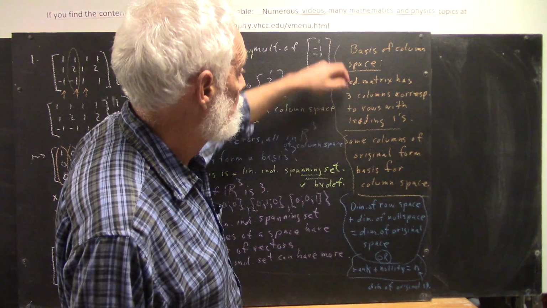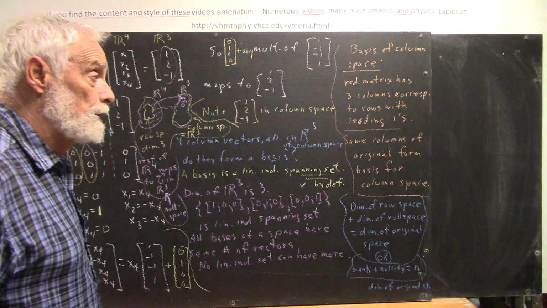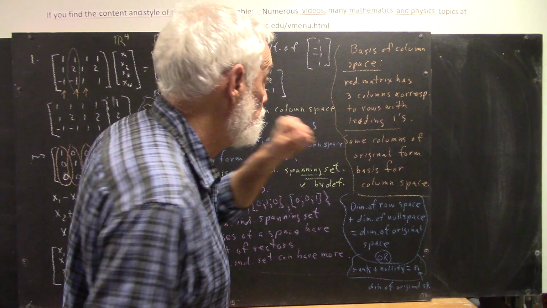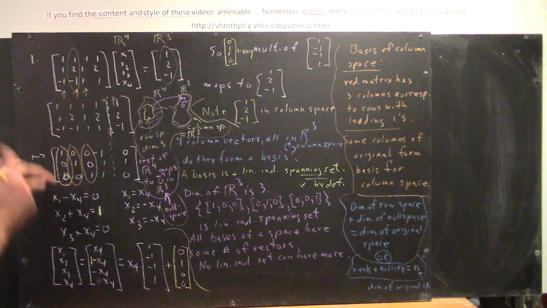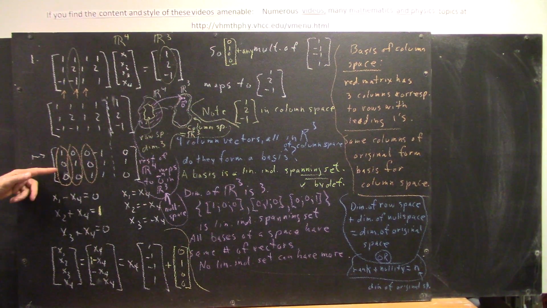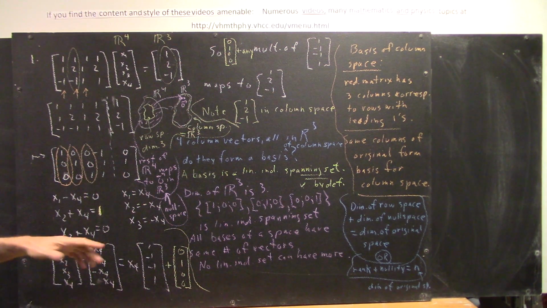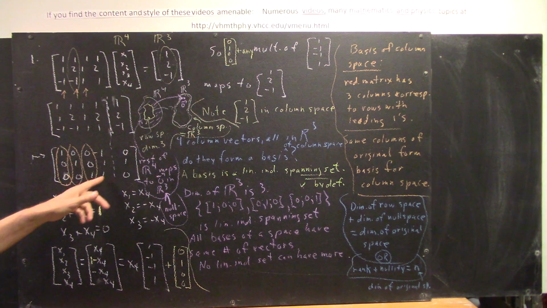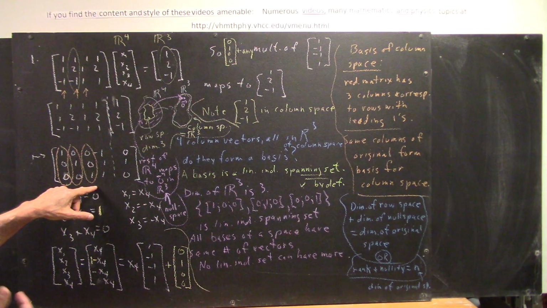Well, the reduced matrix has 3 columns corresponding to rows with leading ones. I've circled them here. Okay, this row has a leading 1, this row has a leading 1, this row has a leading 1. A leading 1, in case you've forgotten, is just a 1 that has nothing but zeros in front of it. Okay? Now, the first, second, and third rows here have leading 1s.